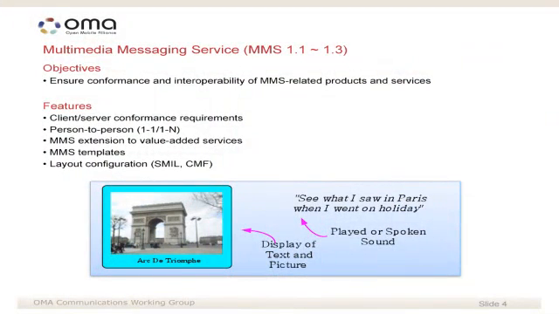Starting with the past, I'm going to go through a quick overview of the past enablers that OMA Communications were involved in. One of the first is the multimedia messaging service, which provides conformance and interoperability of MMS-related products and services. Here, the main activity was to provide interoperability between the different devices, since there are many different codecs and many different possibilities of exchanging MMS.